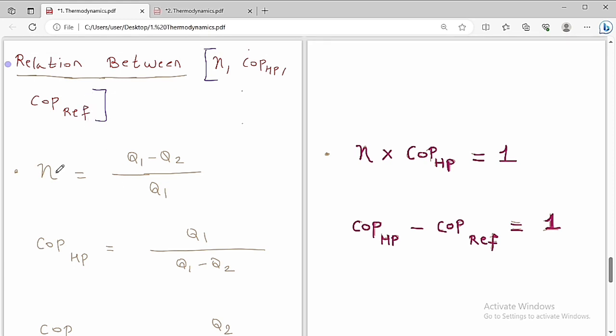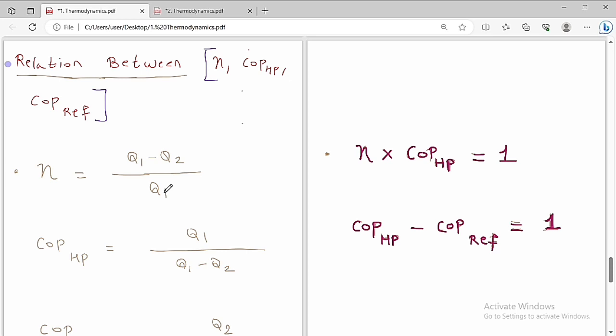What is the thermal efficiency? I have already told you the thermal efficiency of the engine is always equal to the ratio of the output of the engine to the input of the engine. What is the output of the engine? The work done by the engine. What is the input of the engine? It is the heat supplied to the engine.